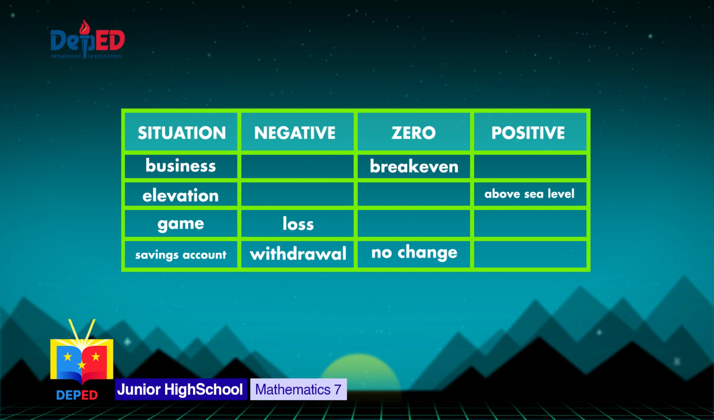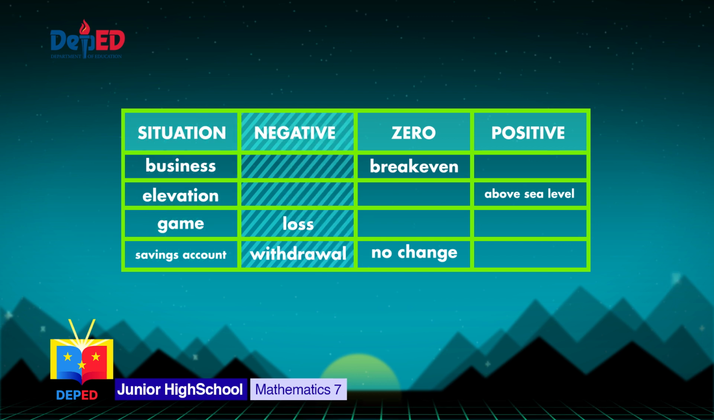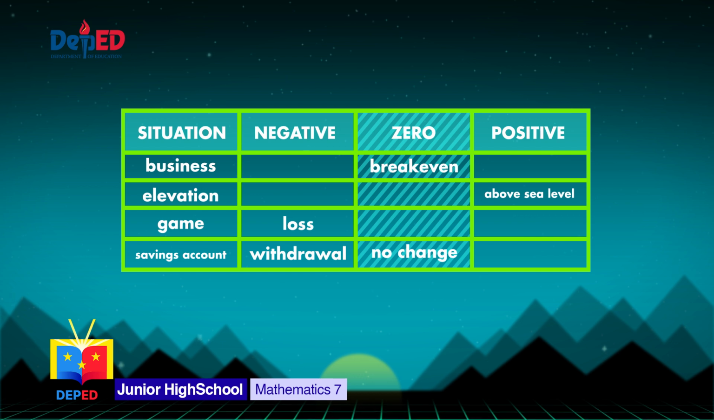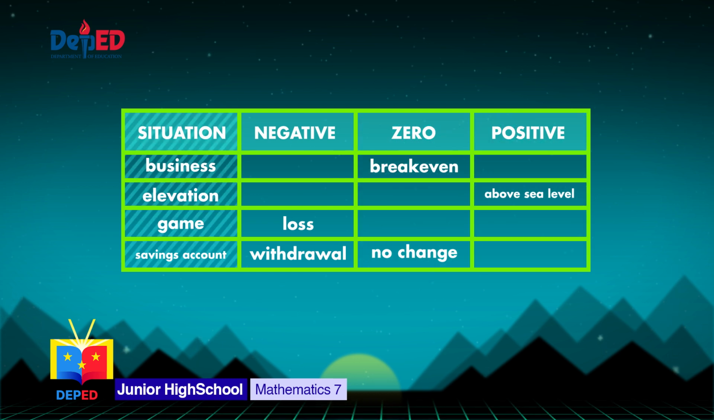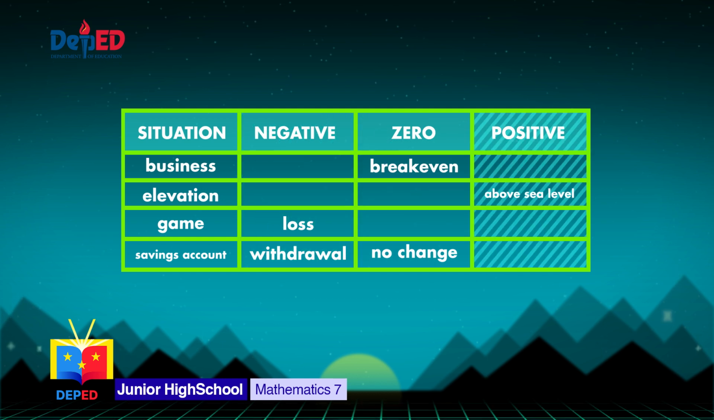Now, let us take a look at this. A 4-column table is shown on your screen. The first column is the situation given. The second column is for negative. The third column is for 0. And the last column is for positive. Our given situations are business, elevation, game, and savings account. You have to give an appropriate term for each given situation, which can describe negative, 0, or positive.